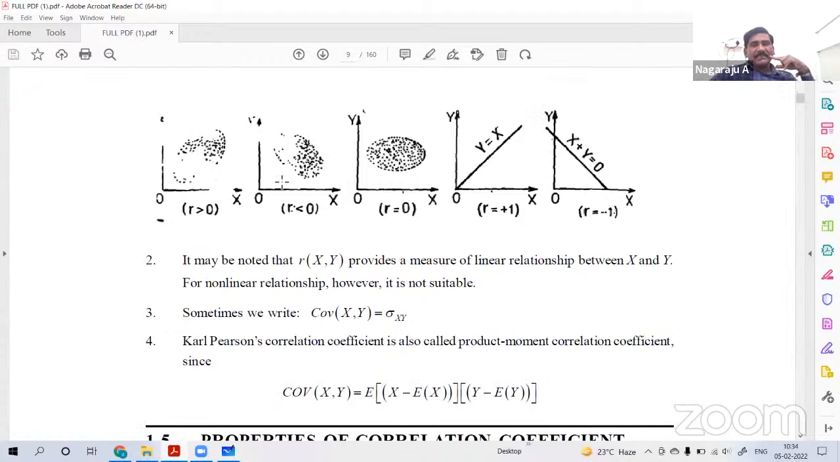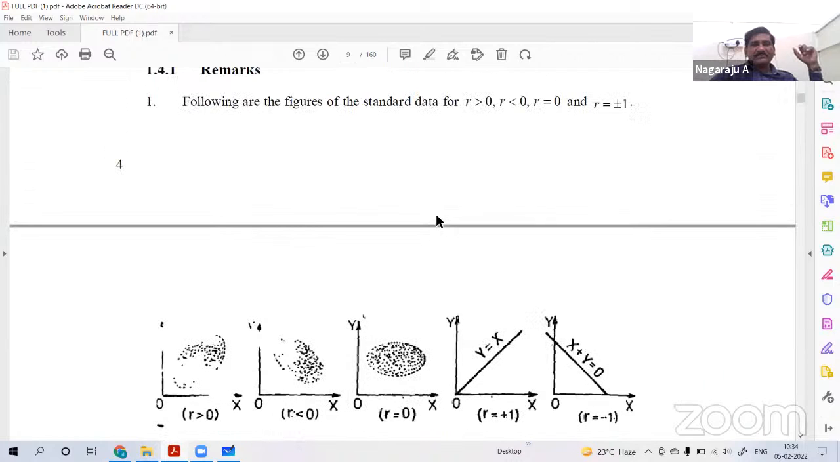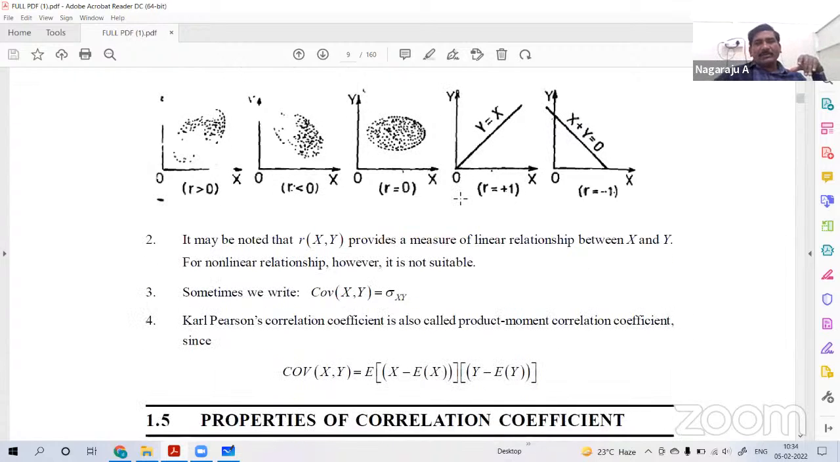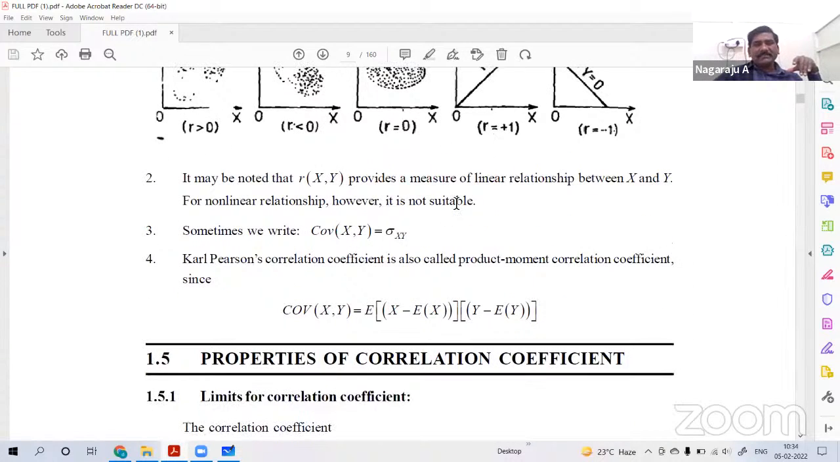Here, one diagram is for R less than 0, another diagram is for R equal to 0, and R can range from plus 1 to minus 1. These are observations for that: whether the variables are strongly correlated, not correlated, or something else. We can say whether it is correlated or not correlated.